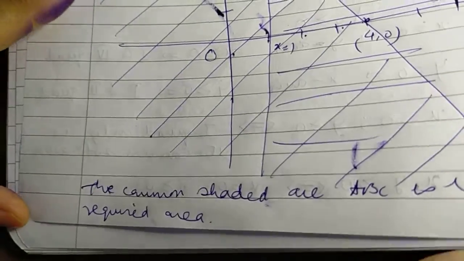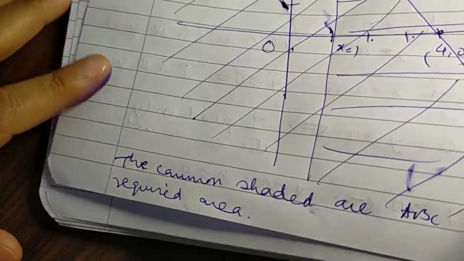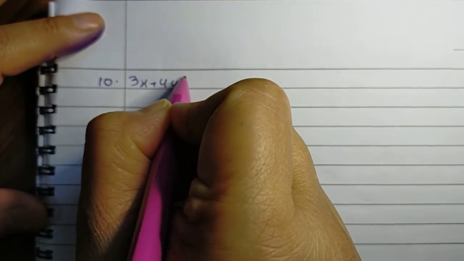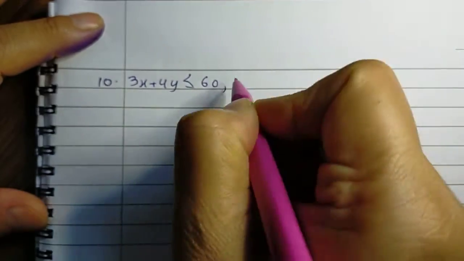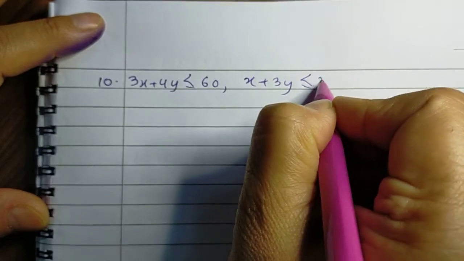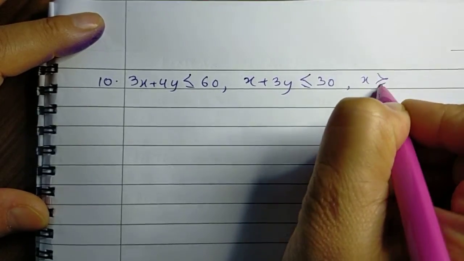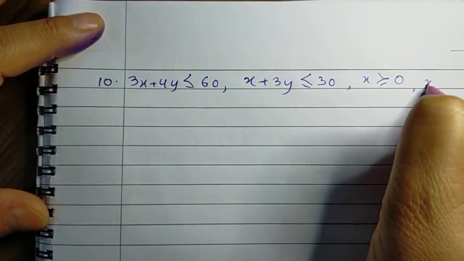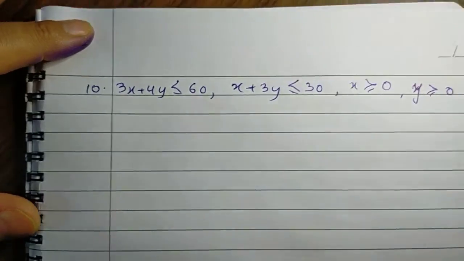Same way, I can take one more question. Let me take up a question which involves more than two inequations so that you will understand how to deal with them. So let me take up question number 10. Question number 10 says 3x plus 4y is less than or equal to 60. Next is x plus 3y is less than or equal to 30. Next is x is greater than or equal to 0. Next is y is greater than or equal to 0.